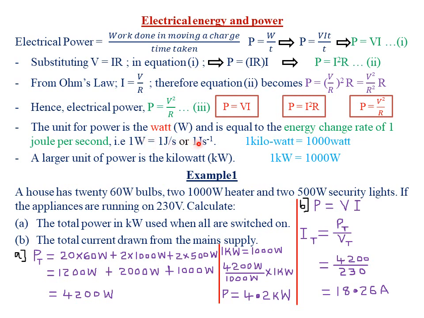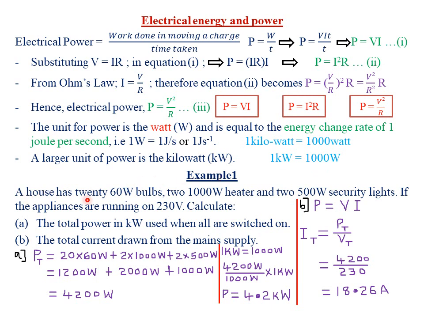Of course, if we use the laws of indices, joules per second can as well be written as joules second to the power -1. Then a larger unit of power is what we call the kilowatt. You just need to know that 1 kilowatt is equal to 1,000 watt, just like 1 kilojoule was equal to 1,000 joules.